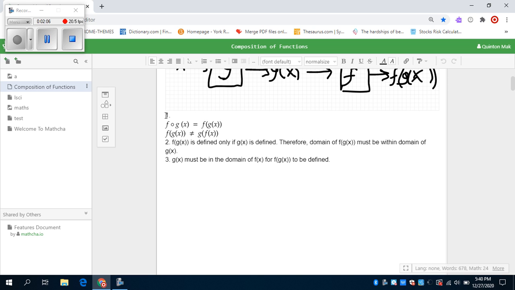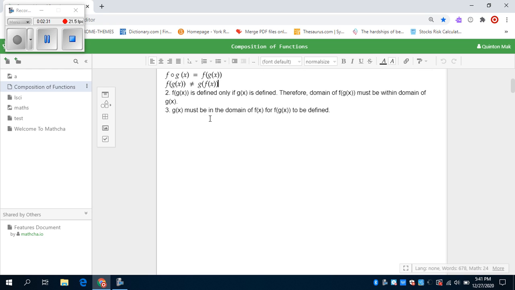Some things relating to composite functions: you might see it written with this dot in between, and this just means the same thing as f of g of x. It's just a different notation. Also, if you switch the order, it's not the same thing, and you can try it out with two functions by yourself to see why this is the case.